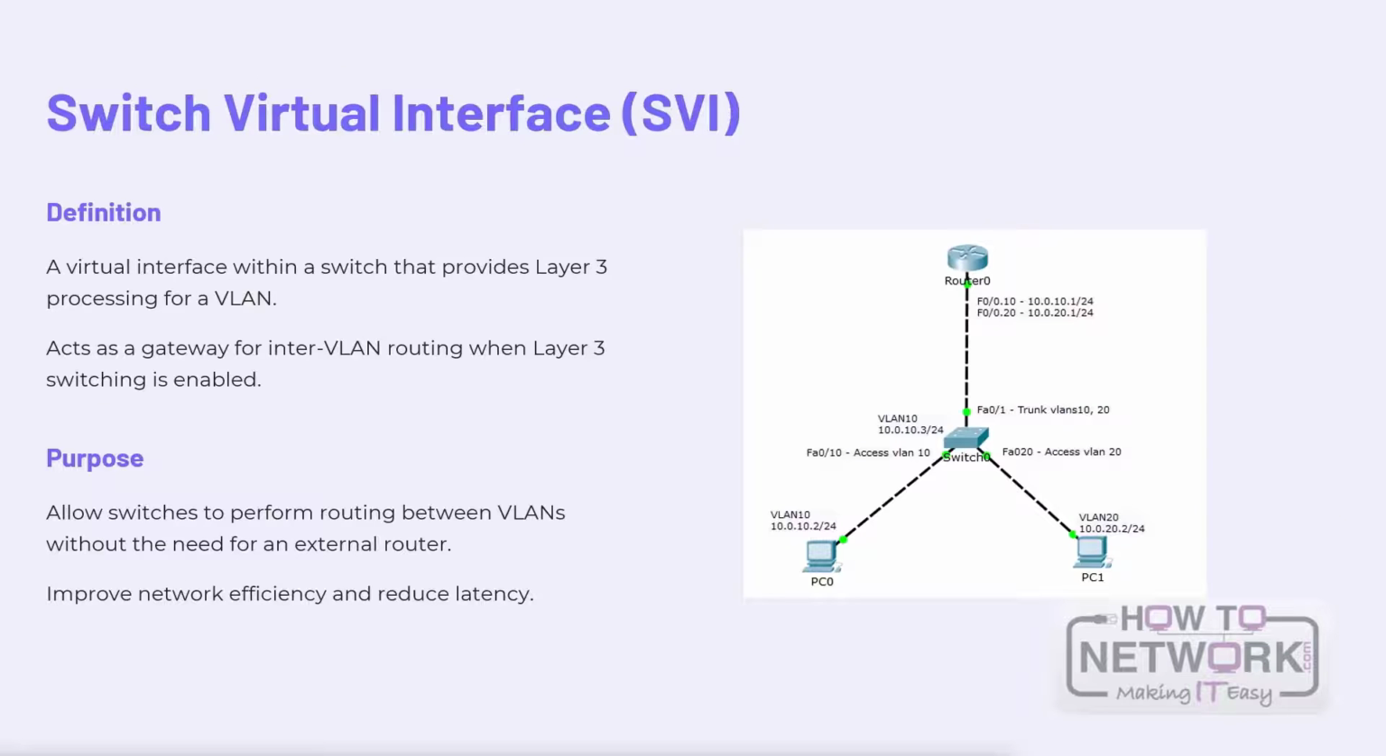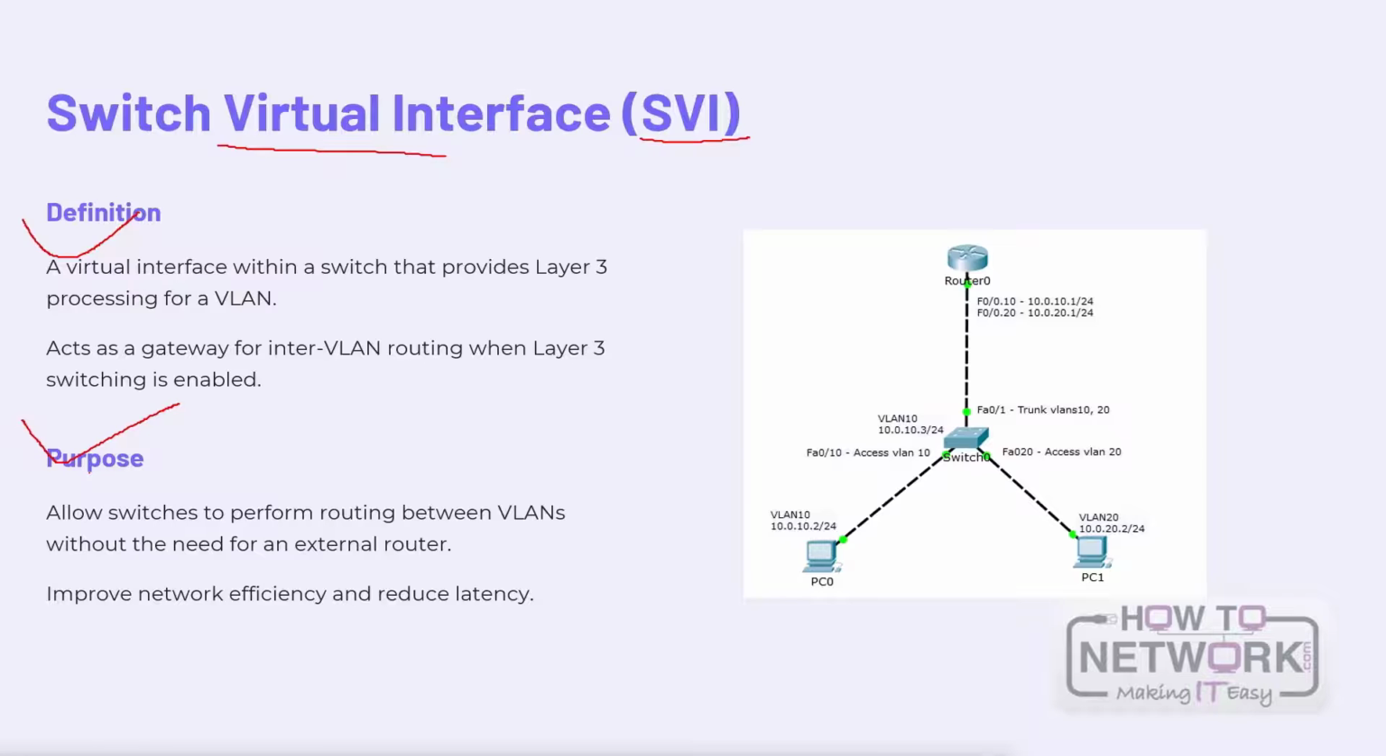Another concept is SVI, or Switch Virtual Interface. An SVI is a virtual interface within a switch that provides layer 3 processing for a VLAN. It acts as the gateway for inter-VLAN routing when layer 3 switching is enabled. SVIs allow switches to perform routing between VLANs without the need for an external router, improving network efficiency and reducing latency.